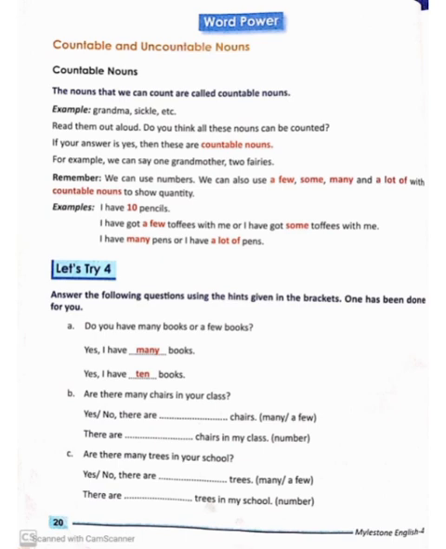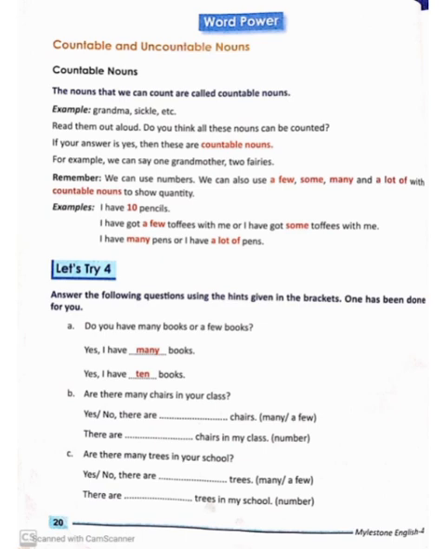I have got a few toffees with me, or I have got some toffees with me. Here we know that we can count the toffees. I have many pens, or I have a lot of pens. We can count the pens also. So students, let us do the work now.